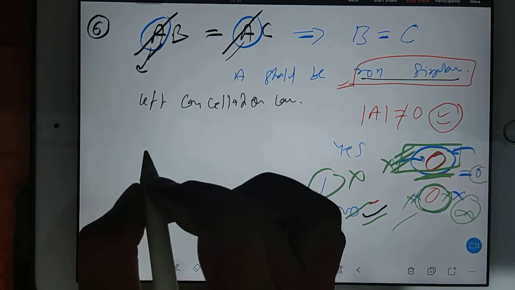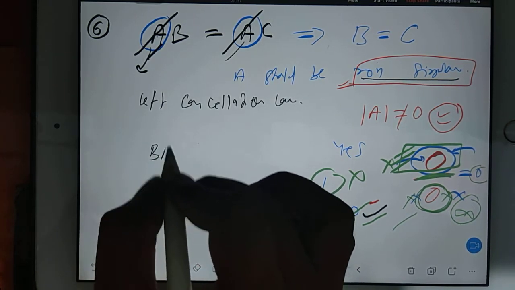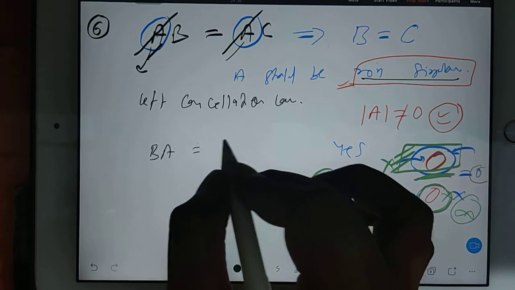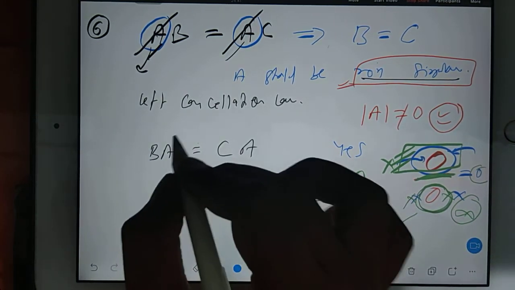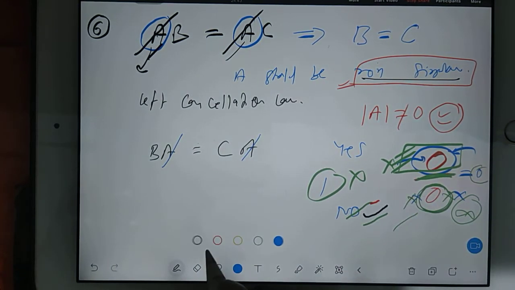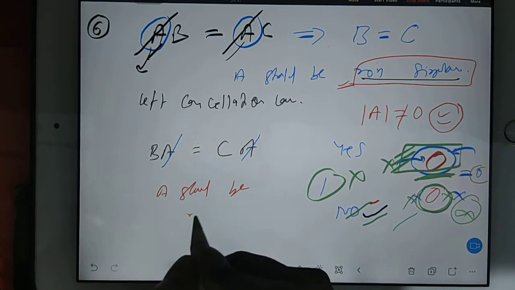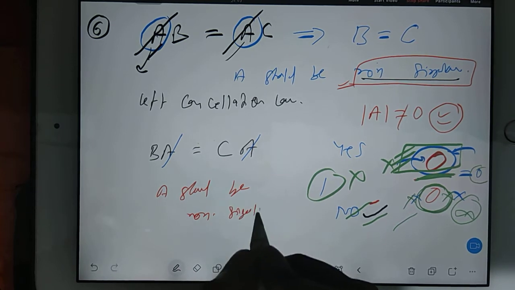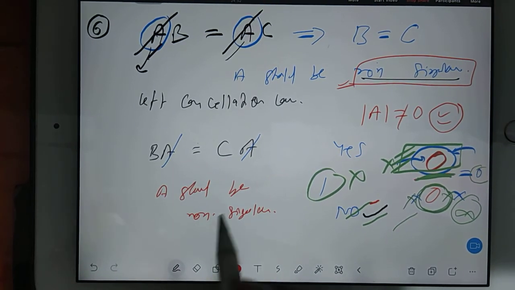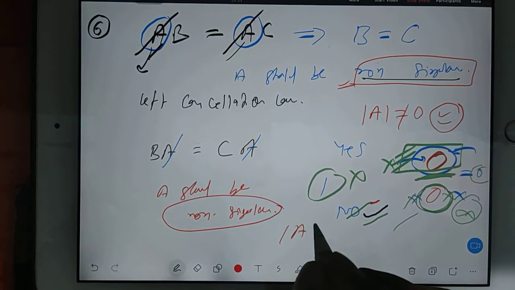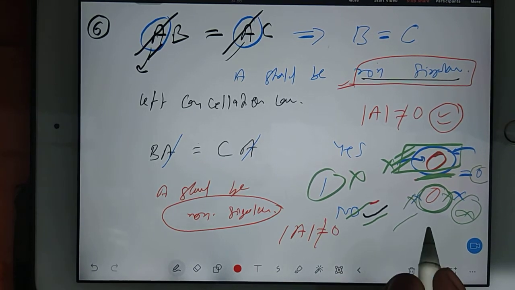Now just oppose it. Suppose you have a matrix which looks like B into A, and another matrix which looks like C into A. Then this A you can cancel. Again the condition is the same: A should be non-singular. What is the meaning of non-singular? When you find the determinant, it should not be 0.